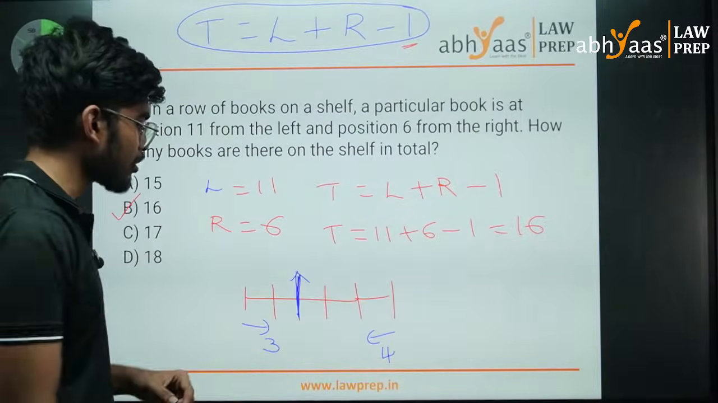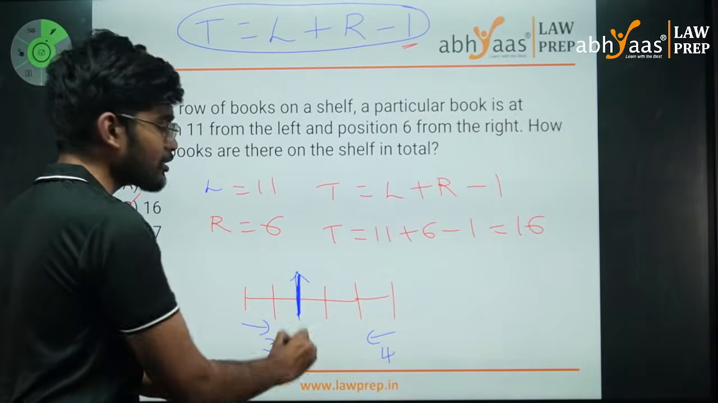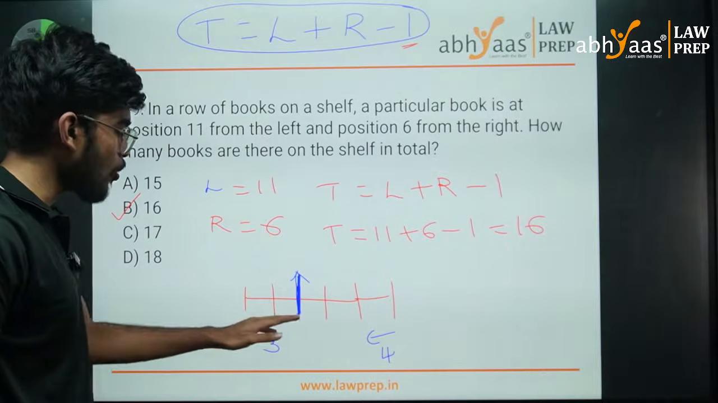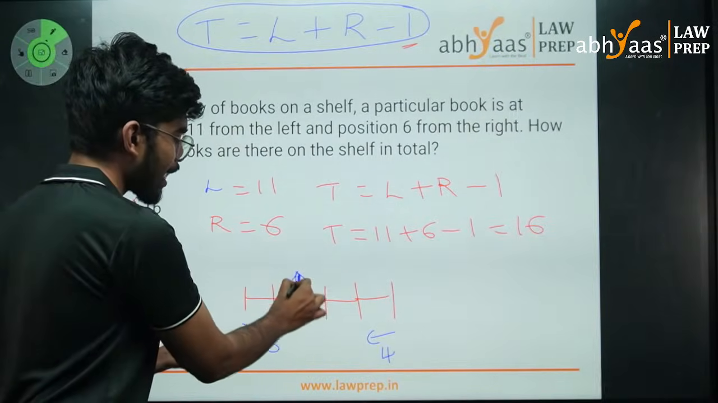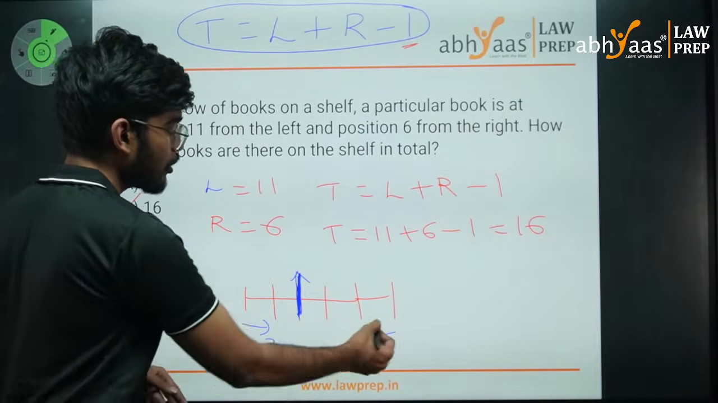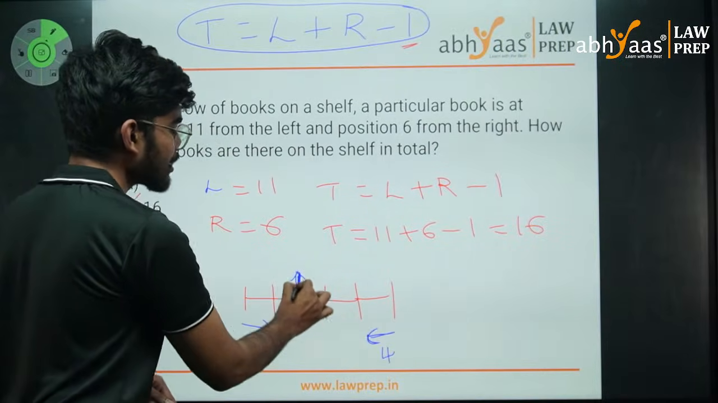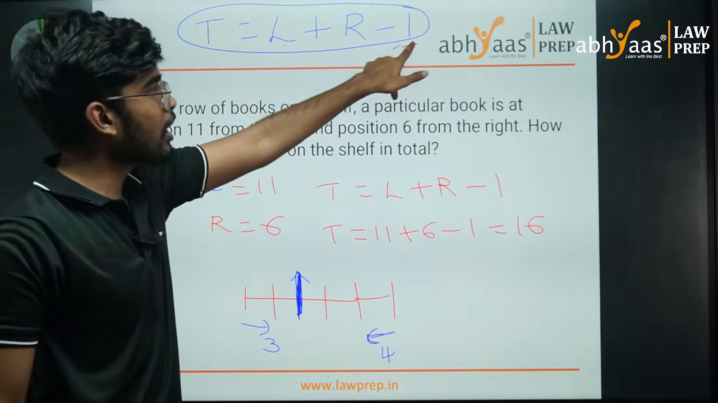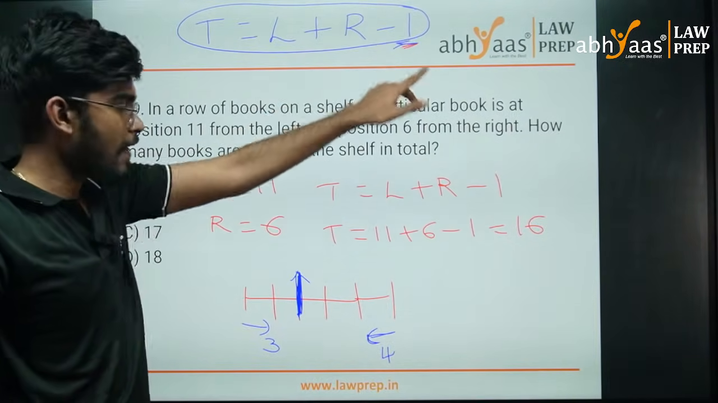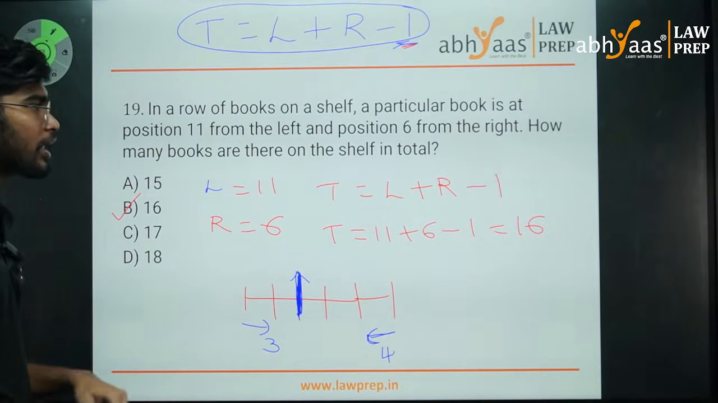Why are you getting 7? Because this place is being added twice. While you are counting from the left, this is added. Again, when you are counting from the right, again this is added, and that is why you are asked to subtract 1. What if you forget the formula?